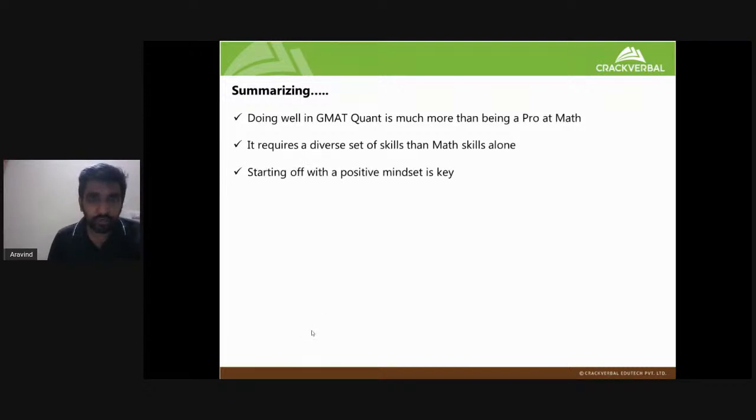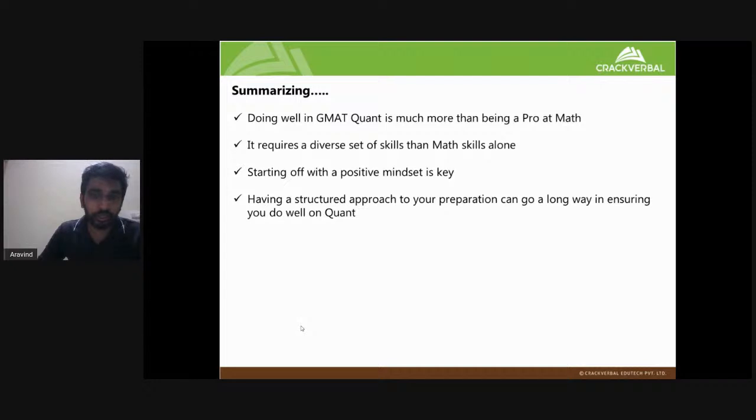As we discussed, starting off with a positive mindset is very, very important. So if you're wondering where to start, please start off with a positive mindset. Tell yourself that every time you do math, you will be positive about getting the right answer.